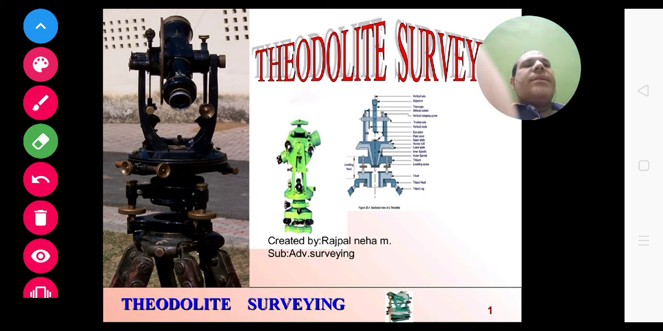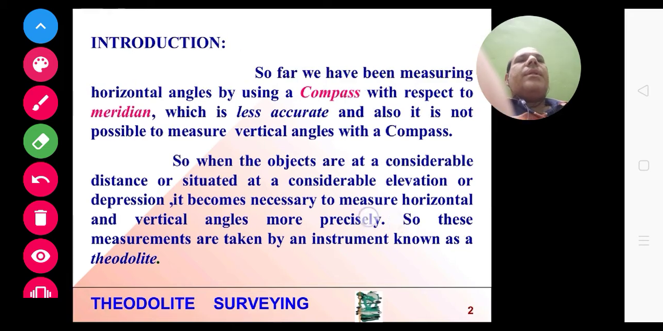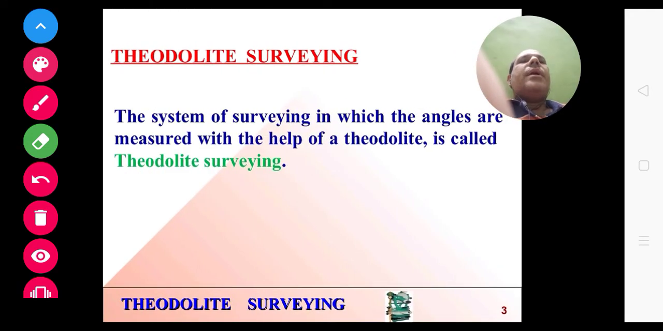In our classroom lecture, we have started our second unit of advanced surveying, that is theodolite surveying. In compass surveying we are measuring the bearing, but in theodolite surveying we are directly measuring the angles. We can get directly the angles. That is the main difference between the compass and theodolite.